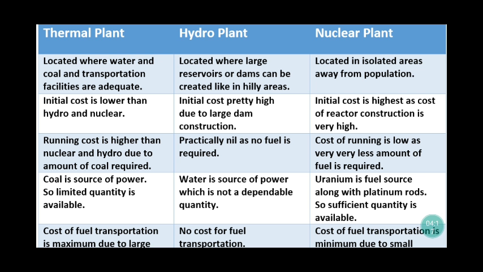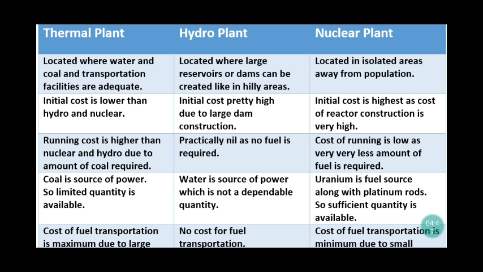Here the main source is coal in thermal power plant, the main source of electricity. Then water is the main source in hydropower plant. And here uranium is used as the main source. Uranium fuel is used as the main source in nuclear plant. To generate electricity, in thermal plant we use coal, in hydro plant we use water, and in nuclear power plant we use uranium 235.